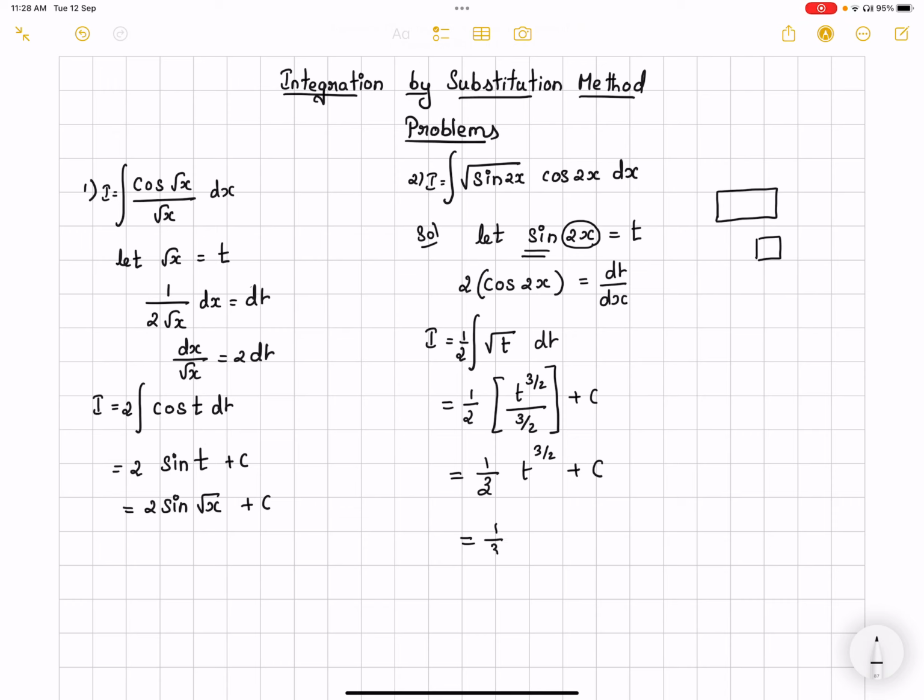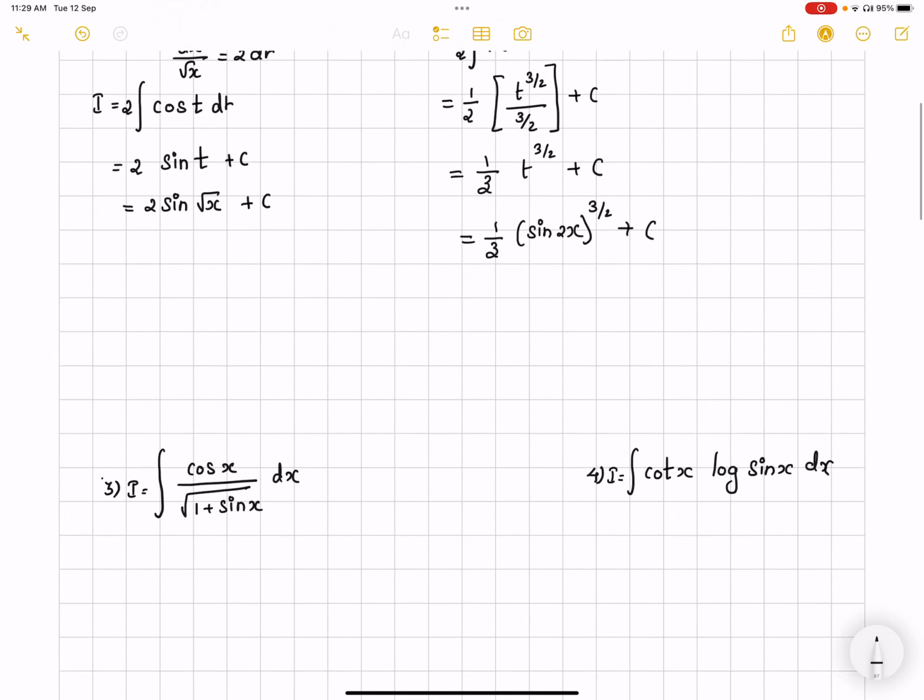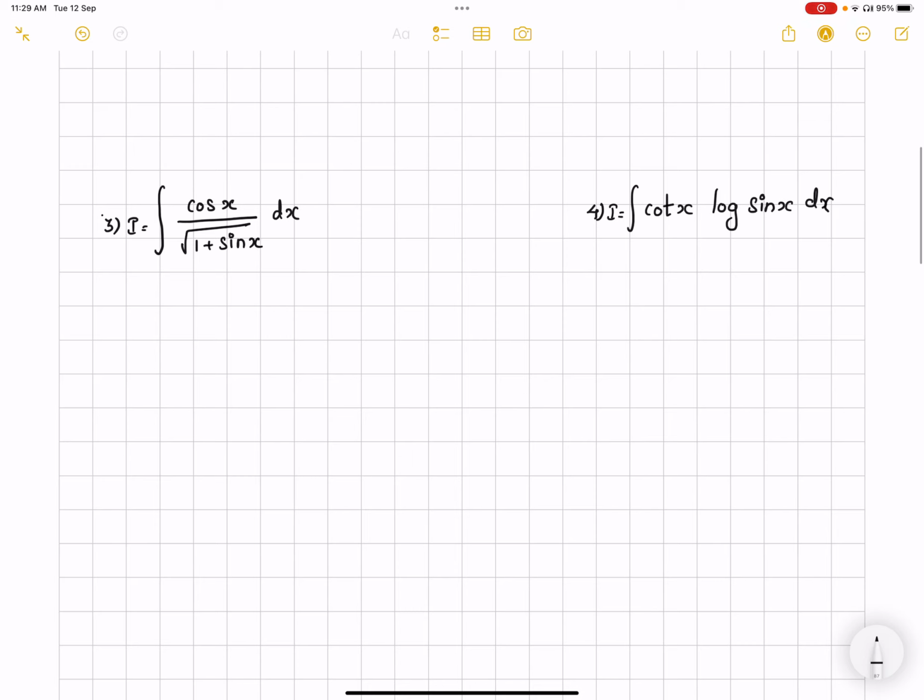So now what is my t actually? t is nothing but sin 2x, the whole to the power 3 by 2, plus c. Okay, that's it. We are done with our problem. So remember the concept behind the chain rule, because if you know the chain rule, most of the problems under substitution we would be able to do. Whatever problems I have selected mostly come by chain rule or some other approaches. Now let's start with the next one.